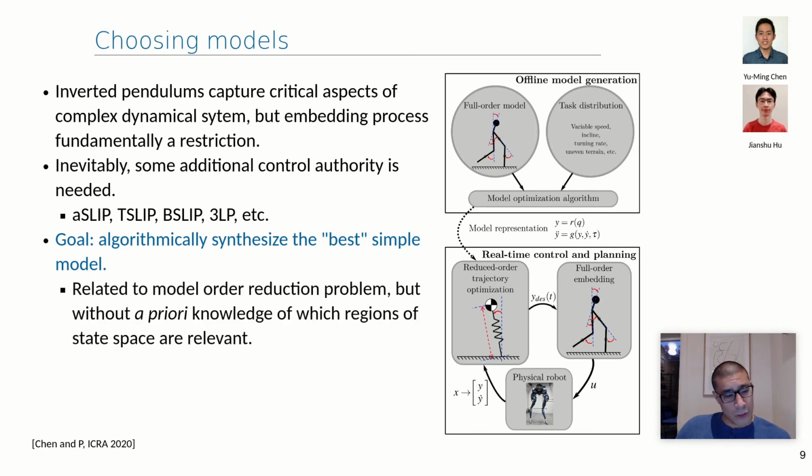I'll note here, this is a pretty similar problem to model order reduction, but there's a key difference. And that is the fact that we don't really know a priori what regions of state space are relevant. We need to design the simple model, which only has to be effective in some slice of state space across some slice of tasks. The model has to be effective at doing things you want the robot to do, but without knowing exactly ahead of time what those motions look like. So to say it loosely, it's like model order reduction, but we also have to choose what data to collect at the same time.